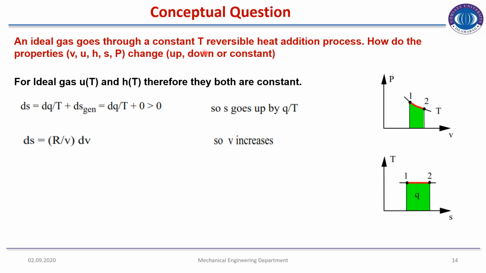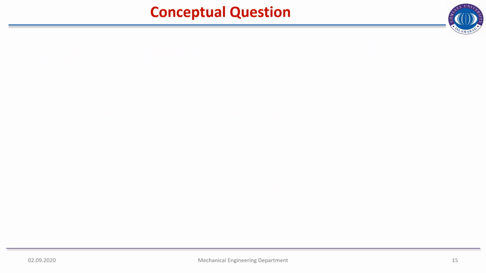So as the temperature is constant, it is an isothermal process and heat is being added to the system. To counter the heat addition and keep the temperature constant, there will be an expansion process. So volume will increase, and as the volume increases, therefore pressure will decrease.